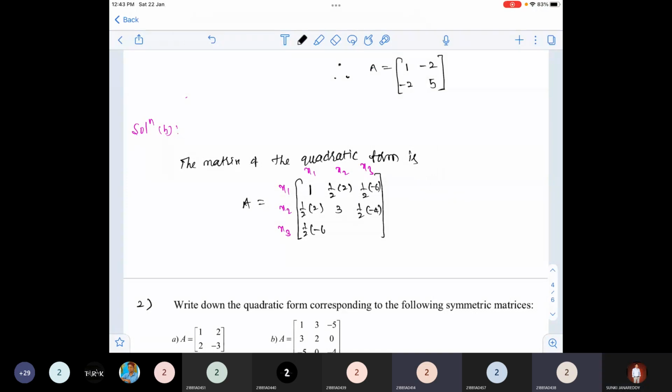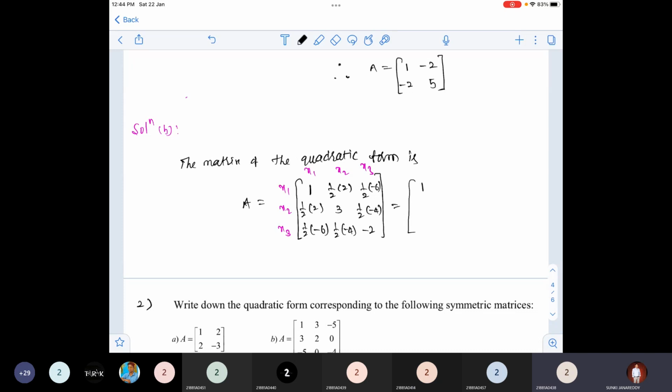Minus 6, 6. Next, x1 into x2, minus 4. Next, x2 into x3, minus 4. Minus 4, x3 square, minus 2. Minus 2. Okay, then that one is equal to what?